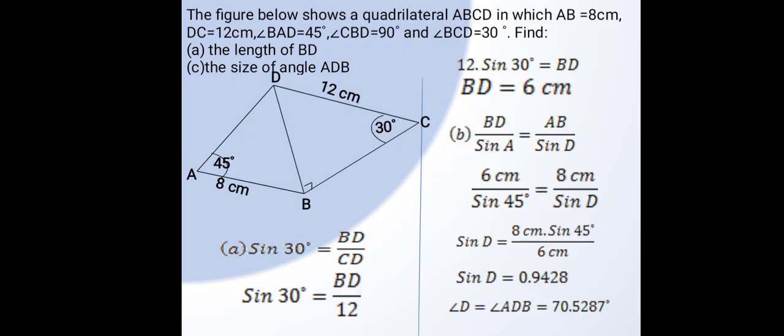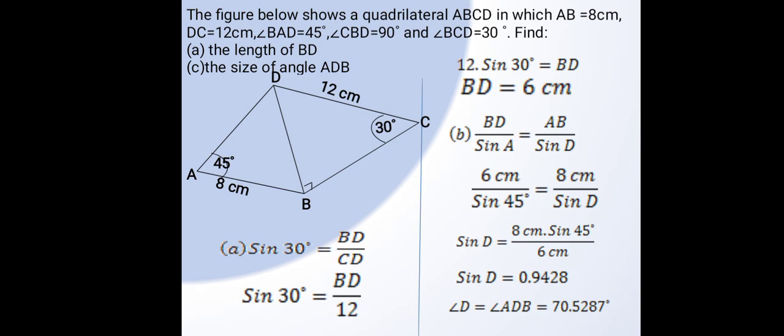The figure below shows a quadrilateral ABCD, in which AB is 8 centimeter, DC is 12 centimeter, angle BAD is 45 degrees, angle CBD is 90 degrees, and angle BCD is 30 degrees. Find A, the length BD, and B, find the size of angle ABD.